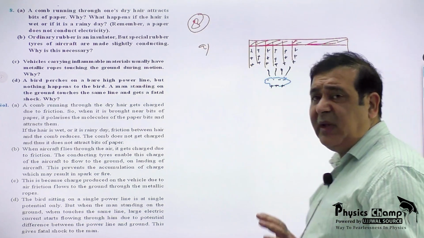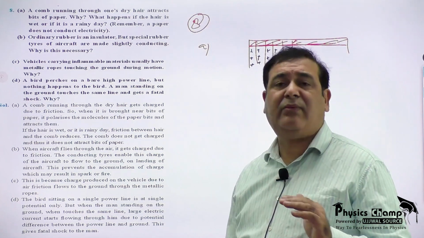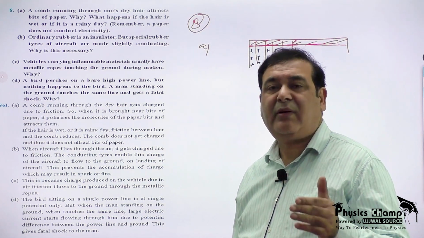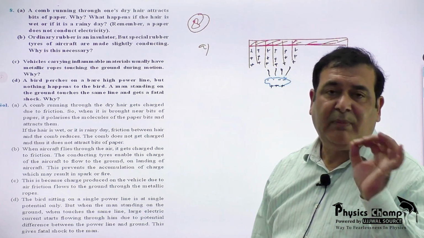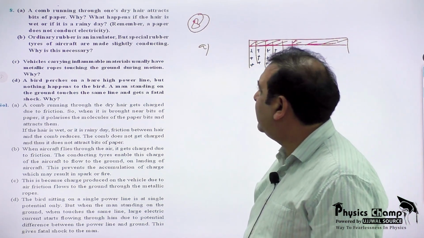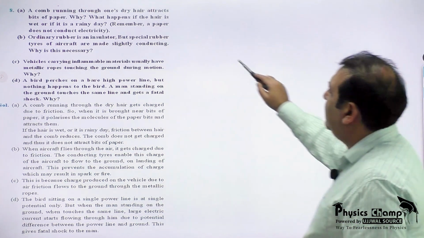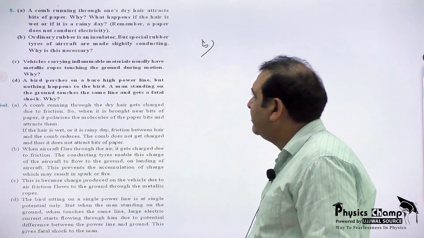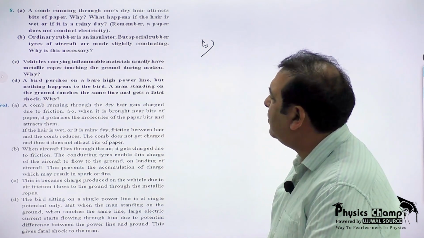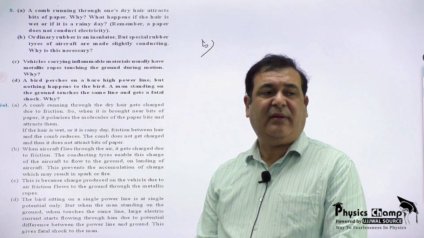What happens if the hair is wet? If the hair is wet, then friction may not be enough between the hair and the comb. So the charge which is developed on the comb teeth may not be enough. Second part, B part: ordinary rubber is an insulator, but special rubber tires of aircraft are made slightly conducting. Why is it necessary?